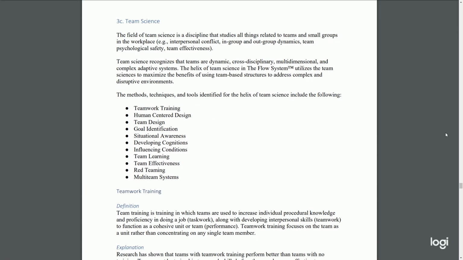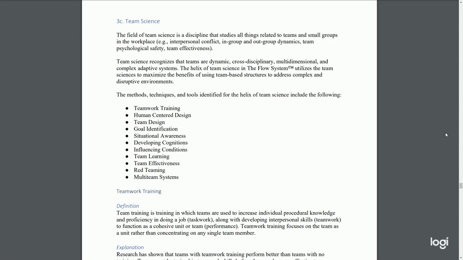Principle 3C. Team Science. The field of team science is a discipline that studies all things related to teams and to small groups in the workplace. Examples given: interpersonal conflict, in-group and out-of-group dynamics, team psychological safety, team effectiveness. Team science recognizes that teams are dynamic, cross-disciplinary, multidimensional, and complex adaptive systems.